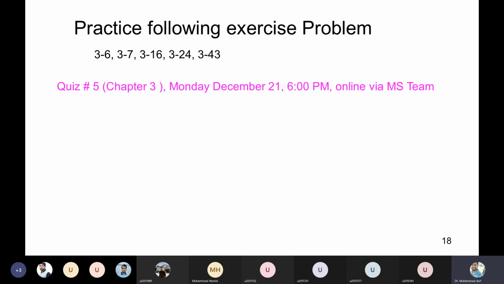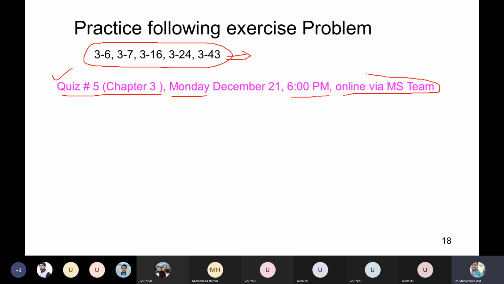So that's the end of the class. Please practice about 5 problems in chapter 3, and then there will be the next quiz, quiz number 5 from chapter 3, on coming Monday, December 21st at 6 p.m. That will be again online using MS Teams. If you have any question, you can ask me.